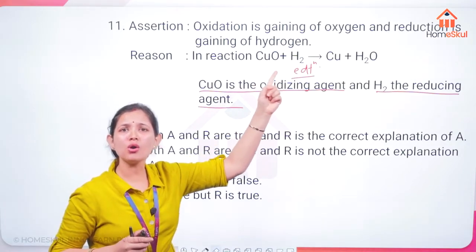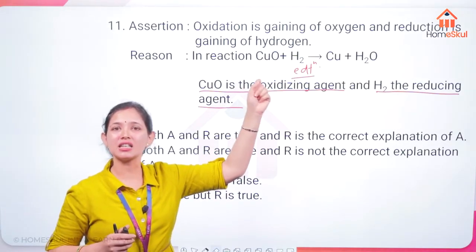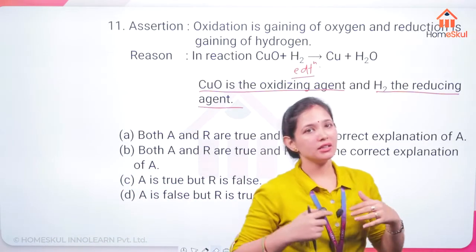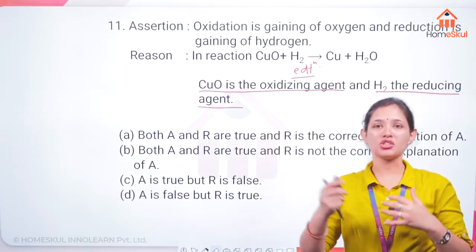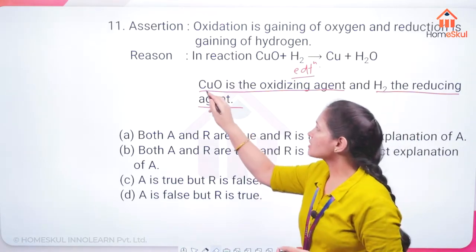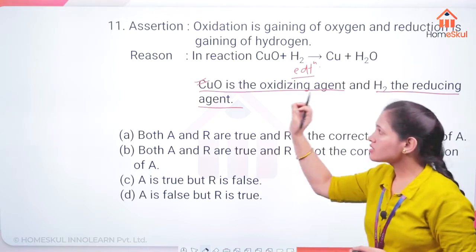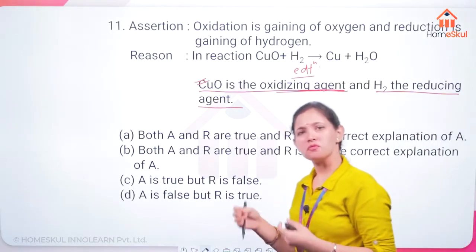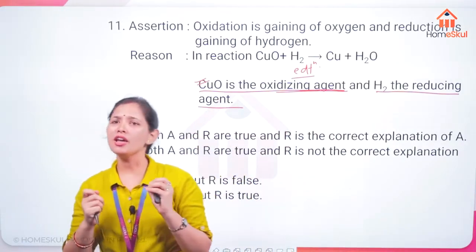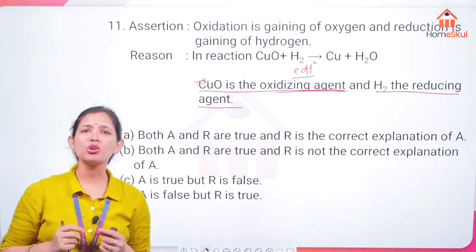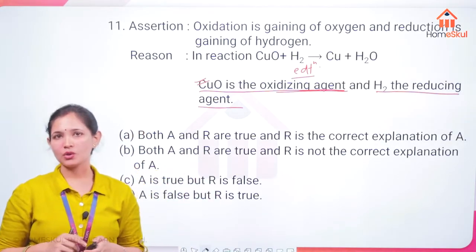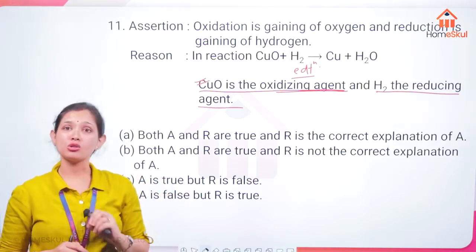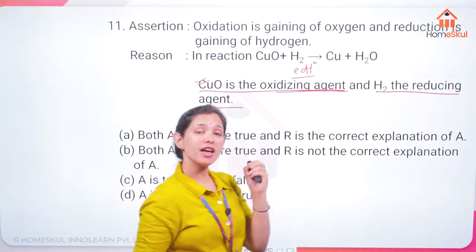So the CuO is going to be the oxidizing agent. It is itself undergoing reduction, but it is oxidizing other species. That is why we have to look over this statement: CuO is the oxidizing agent and H2 the reducing agent. Very correct. Both of them are going to be correct, and it explains the oxidation and reduction also. So it is a good explanation of the assertion.